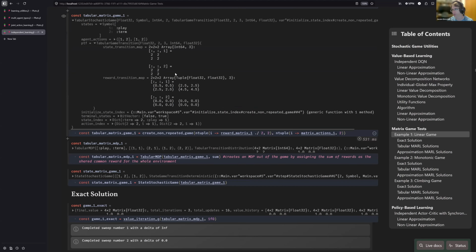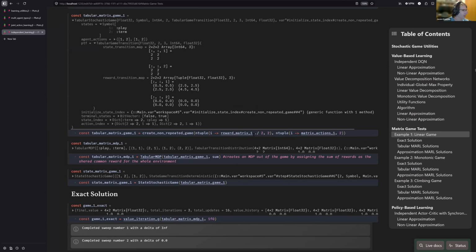Here we could see the whole transition function. It's very trivial in this case, but this just means all these 2s. It just means that after an action selection, you're always in state 2, which is the terminal state, because it's a non-repeated game. Then we have the reward transitions in here.